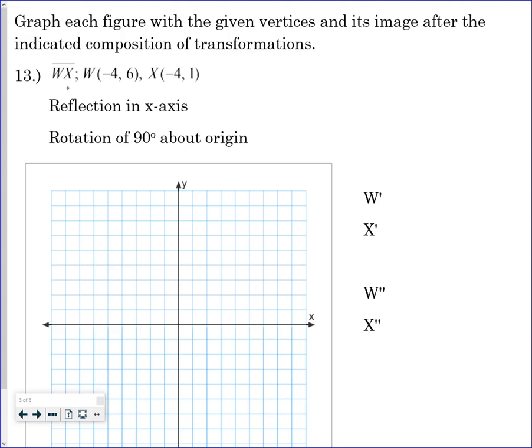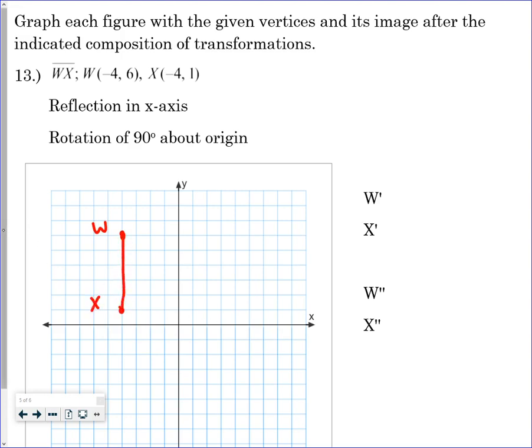So again, this time we're not graphing a triangle like before. We're graphing just a line segment, so a W and an X. So go ahead and put W and X where they are and label them. W is at negative 4, 6, and X is at negative 4, 1.